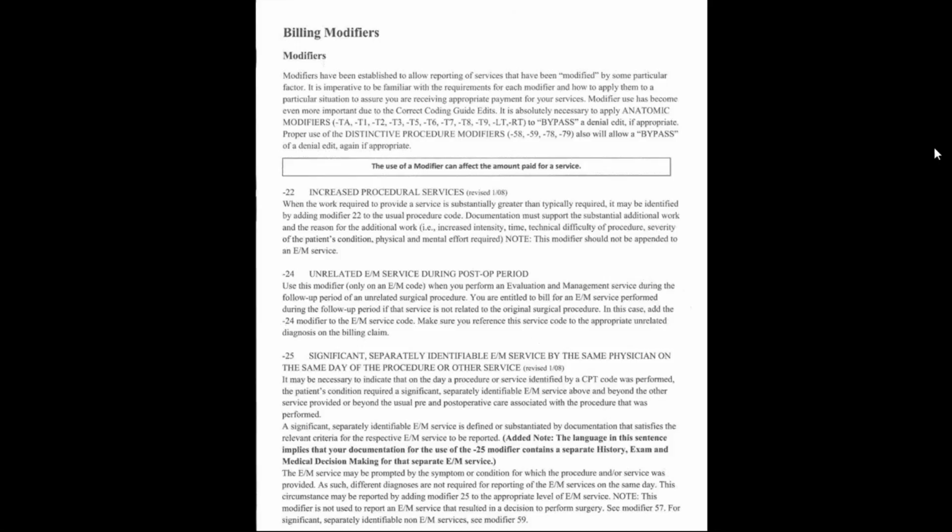This justifies billing a Level 3 established patient E&M service, a 99213, which goes on line 1 of the claim form with the new unrelated diagnosis, plantar fasciitis, M72.2. In order to get paid for that 99213, you need a modifier, and that would be 24 for that unrelated E&M service during a post-operative period for another issue.